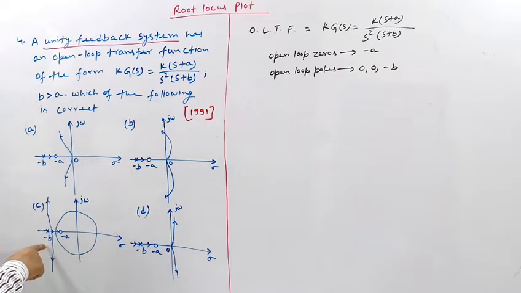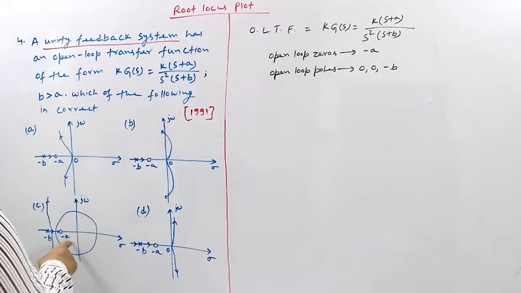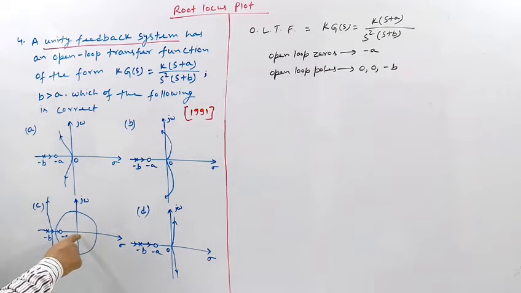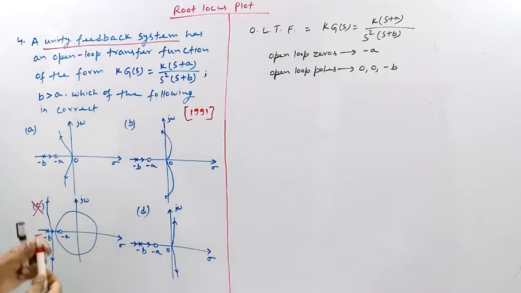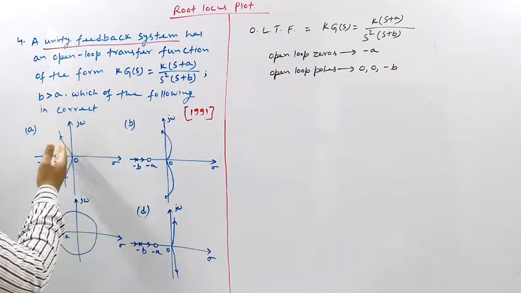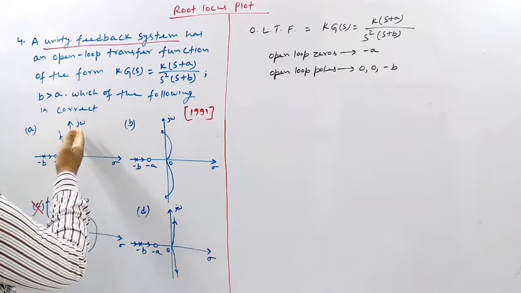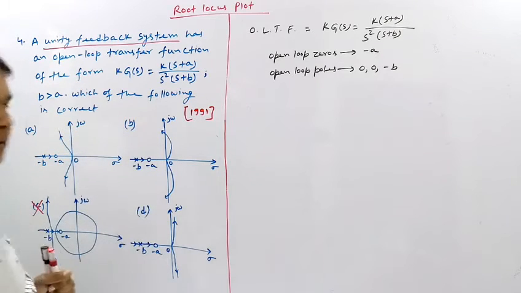Here this is not correct, because 2 branches are not starting from s equal to 0. So option number C is not correct. Okay. Now let us see alternatives A, B and D. Which one is correct?